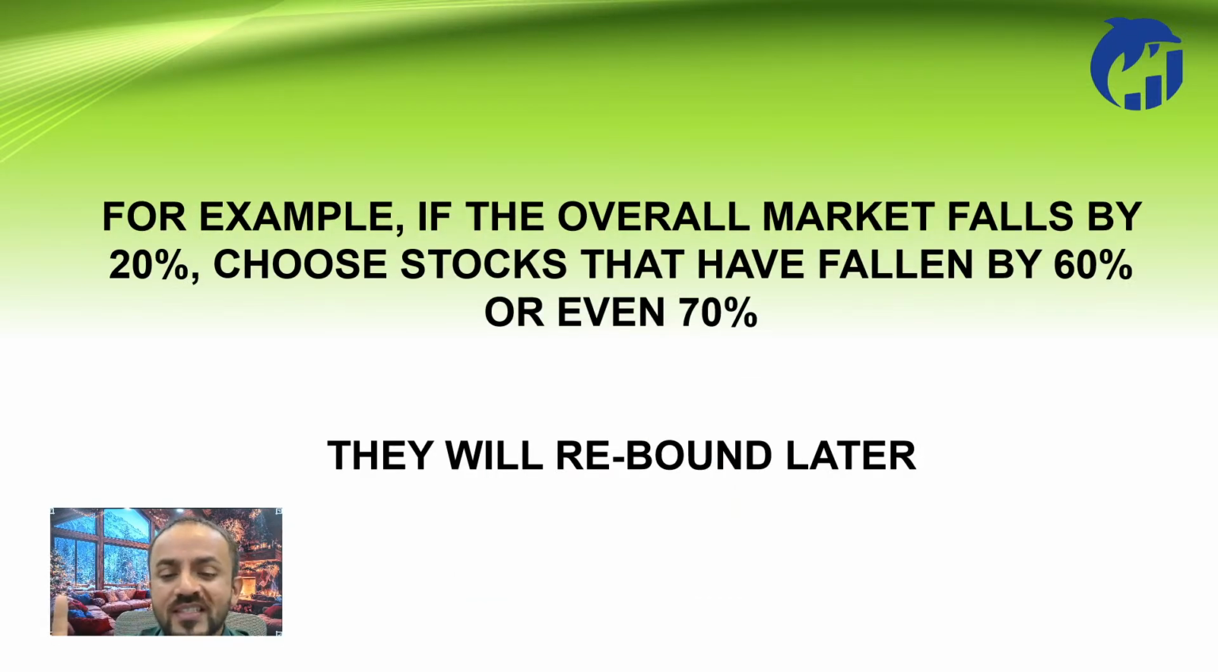Think about a particular scenario where the overall market is falling by 20%, right? The index, whether it be Nifty, whether it be Sensex, whether it is any other index that you are looking at, whether the Nifty Next 50, the Nifty 100, 500. But in general, if you're looking at the index and if it's correcting by 20%, you have to choose stocks that have fallen by 60 to 70%. Now, anyone can let me know why this is the reason?